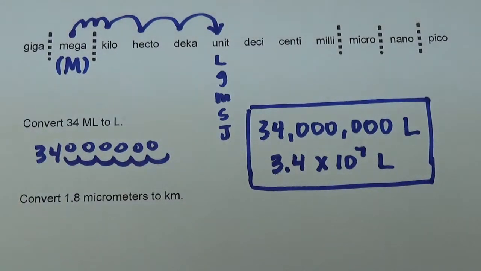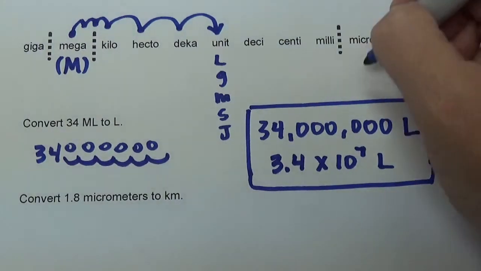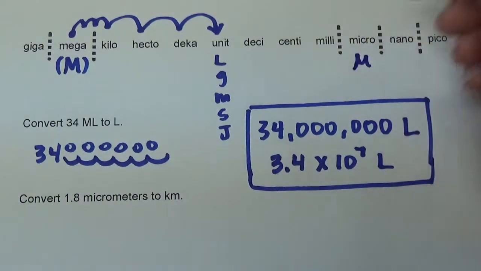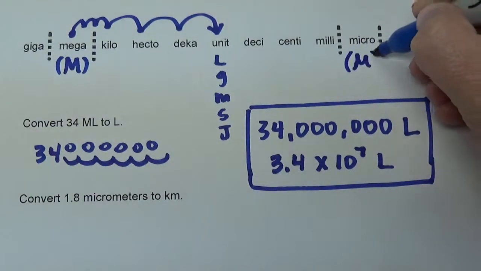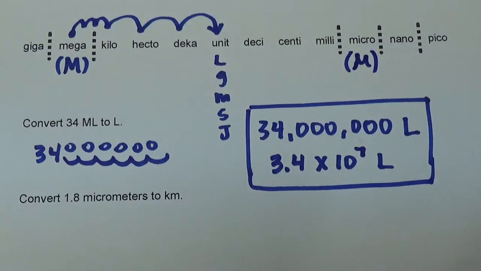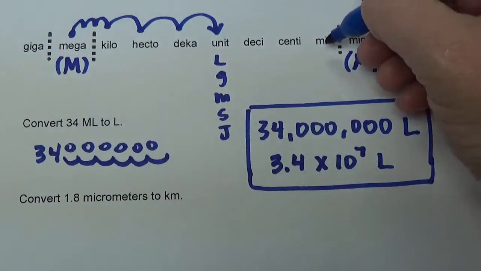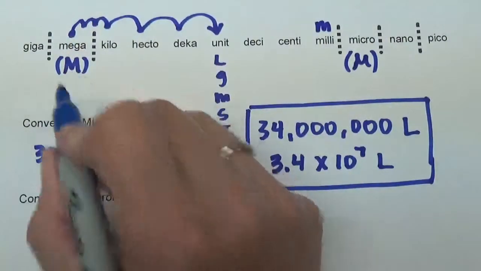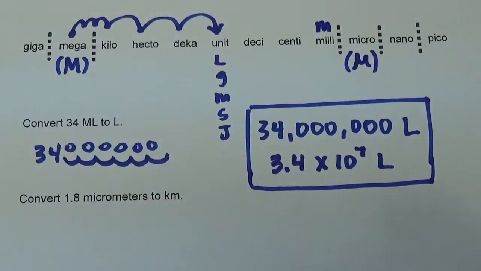All right, then the next one says convert 1.8 micrometers. Now micro is a kind of interesting looking unit. It's the Greek letter mu. It looks kind of like a combination of a funny M and a U. So you do want to be careful with the metric prefixes because there's milli, which is a lowercase m, there's mega, which is a capital M, and then there's micro, which is the Greek letter mu. All of them look kind of the same if you aren't careful about how you write things.